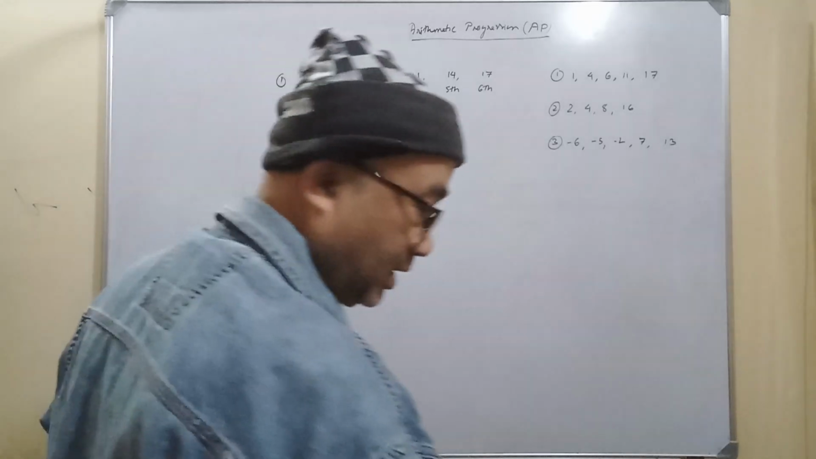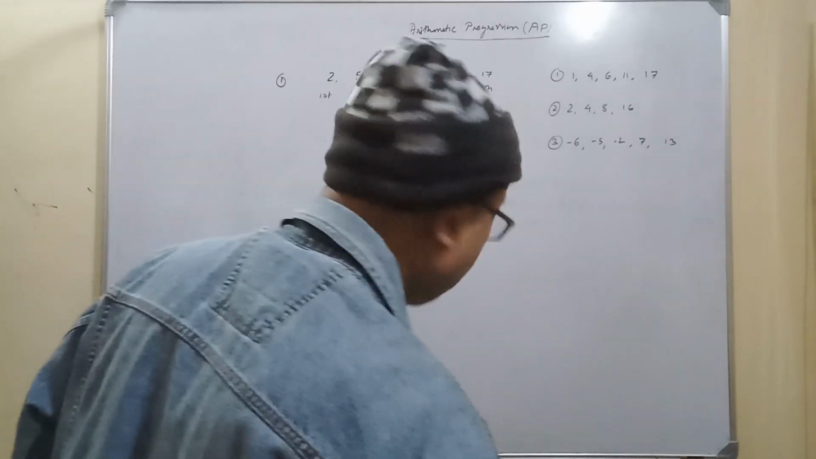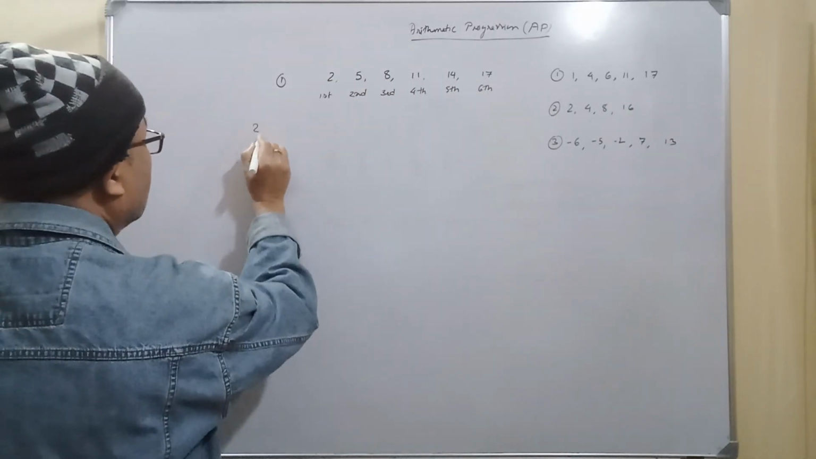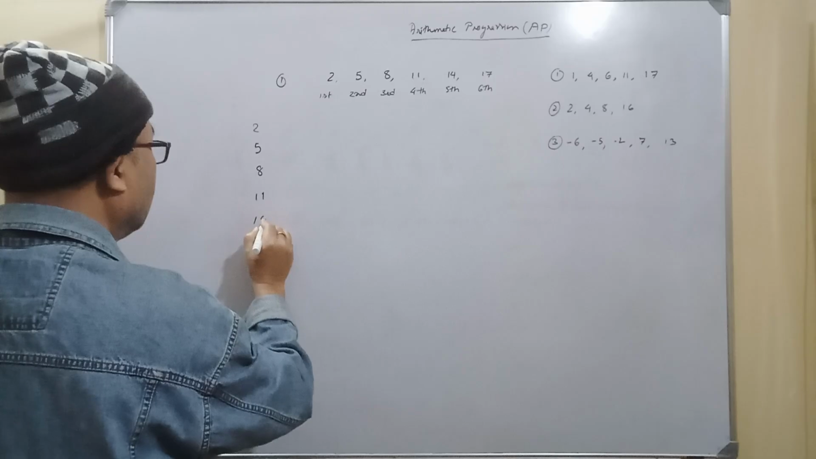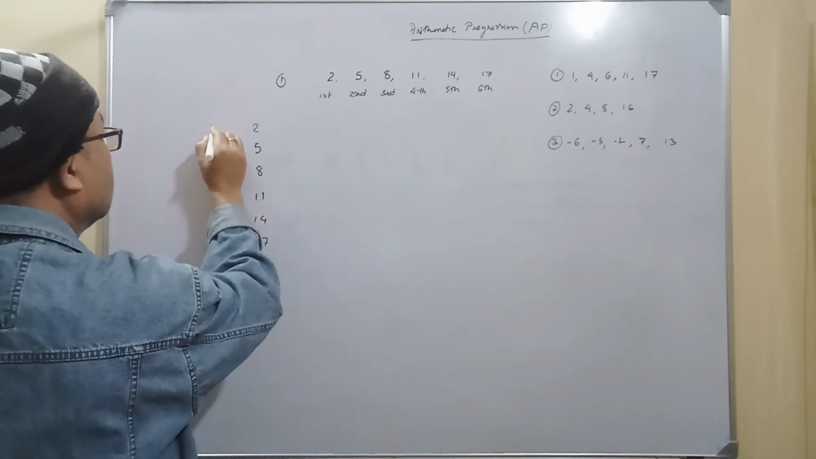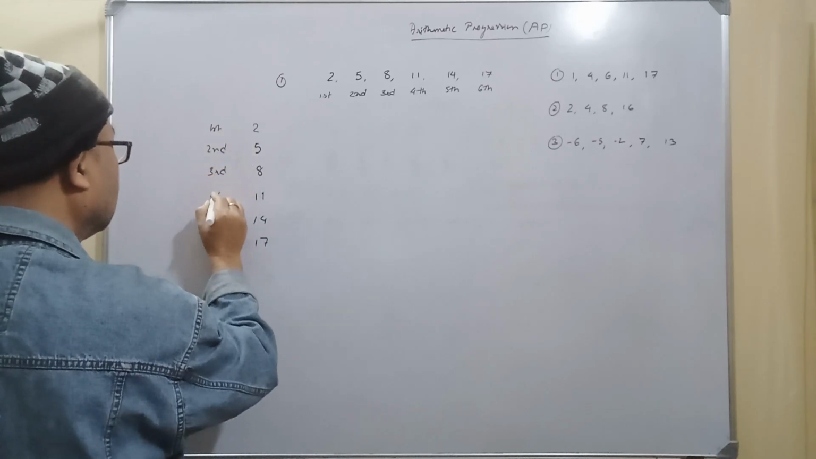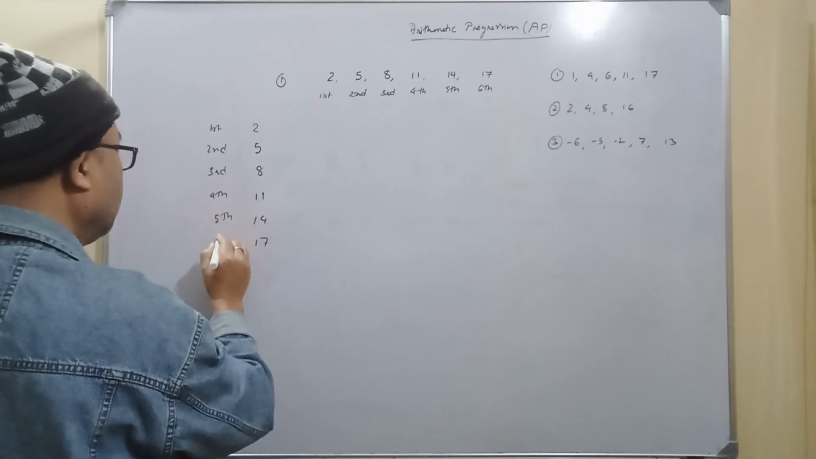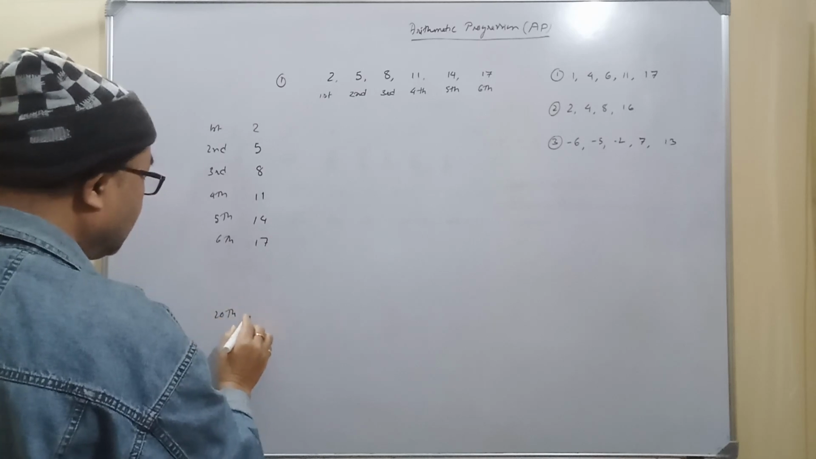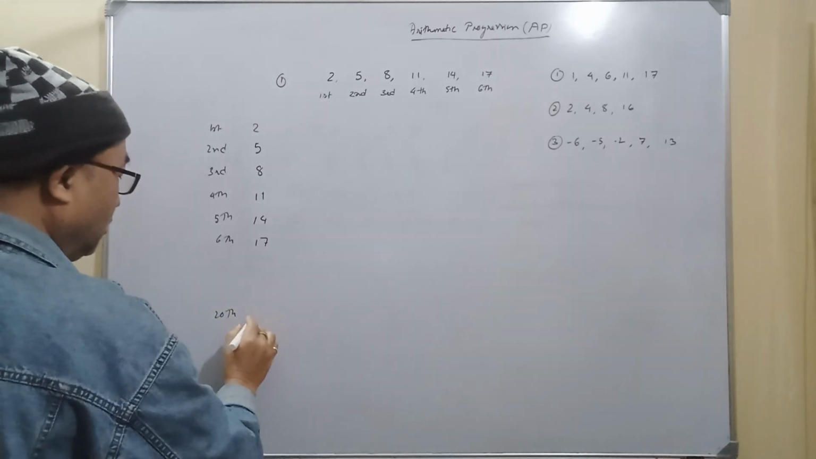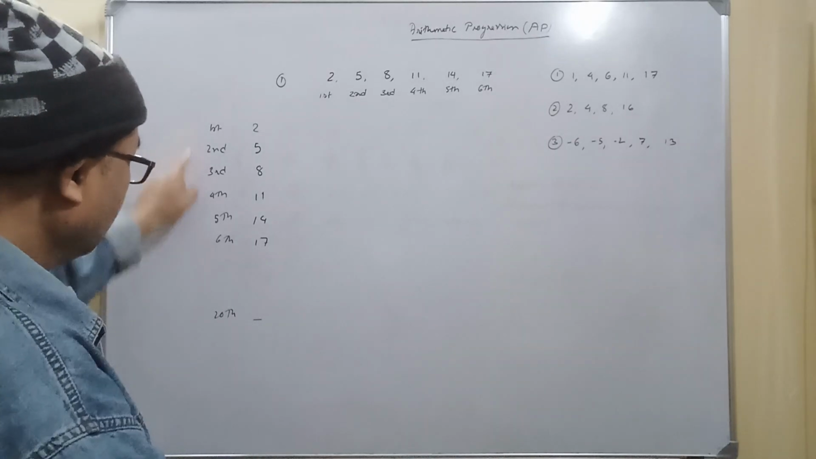Let me write it like this, it will be easier. 2, 5, 8, 11, 14, 17. This is first, second, third, fourth, fifth, sixth. So we need the 20th or the last term. We don't know what it is. So there is a way to find the 20th term.